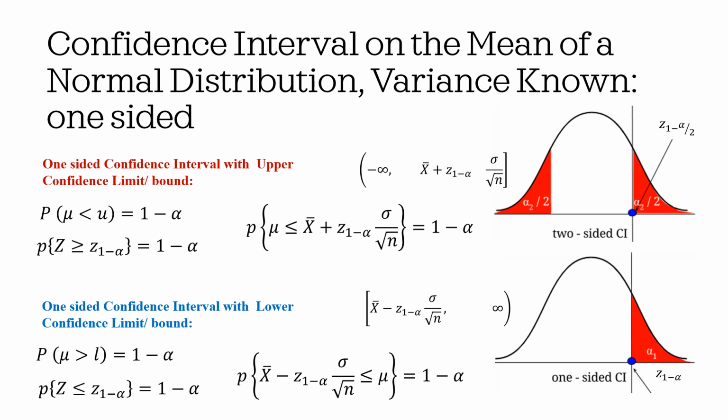One from negative infinity to x bar plus the z-value of 1 minus alpha times sigma over square root of n. And another from x bar minus the z-value of 1 minus alpha times sigma over square root of n to positive infinity.